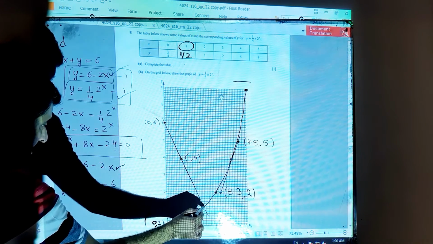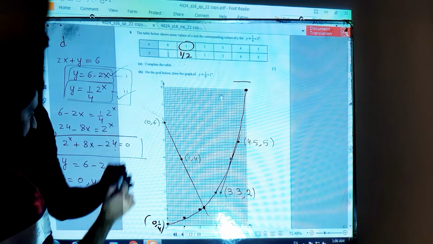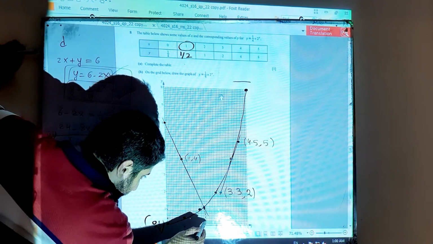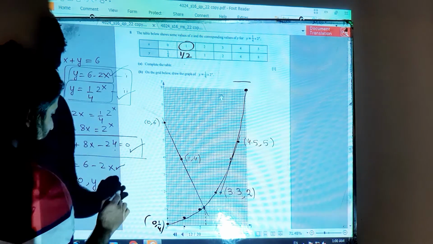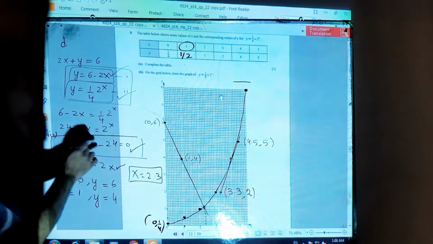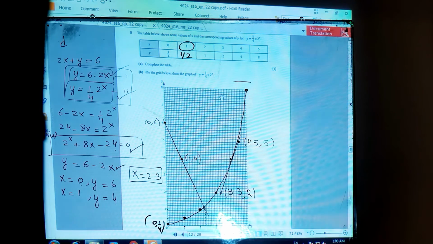This is your point of intersection, which is the solution for this one. And here you can see that x is 2.3. So x is 2.3. The solution for this equation is this.